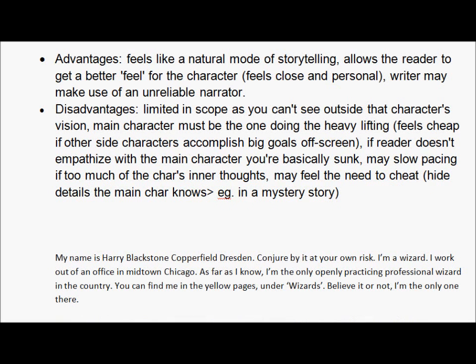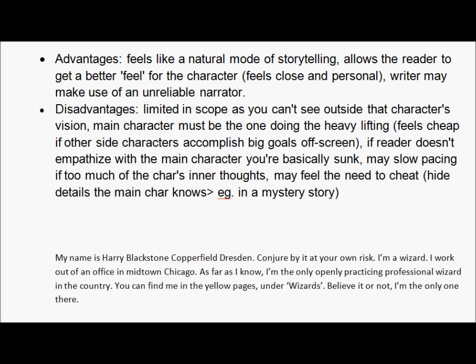in the Dresden Files. My name is Harry Blackstone Copperfield Dresden. Conjure by it at your own risk. I'm a wizard. I work out of an office in Midtown Chicago. As far as I know, I'm the only openly practicing professional wizard in the country. You can find me in the Yellow Pages under Wizards. Believe it or not, I'm the only one there.